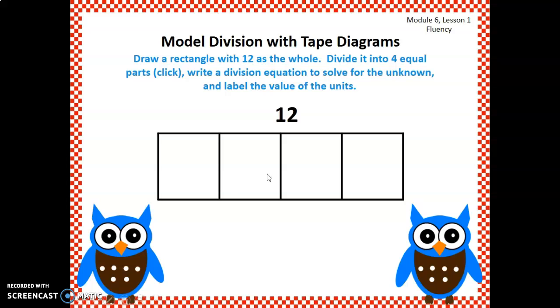12 divided by 4 is 4, 8, 12. That took 3 times, so 12 divided by 4 equals 3.